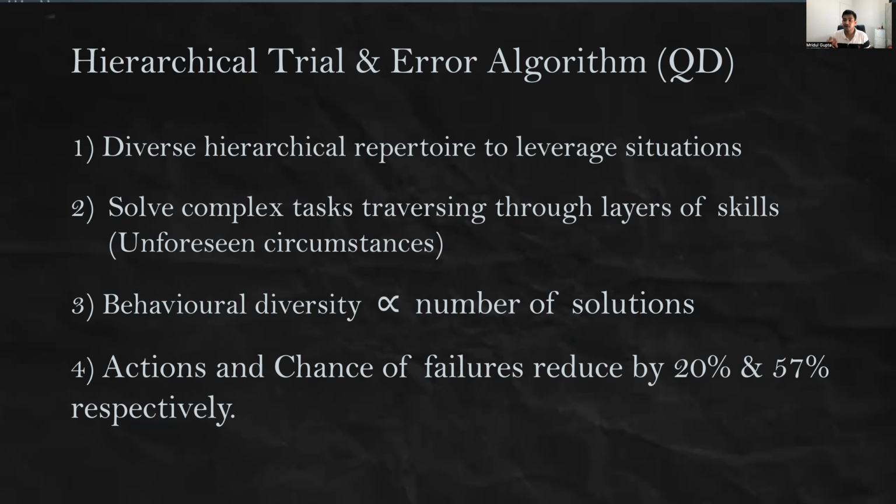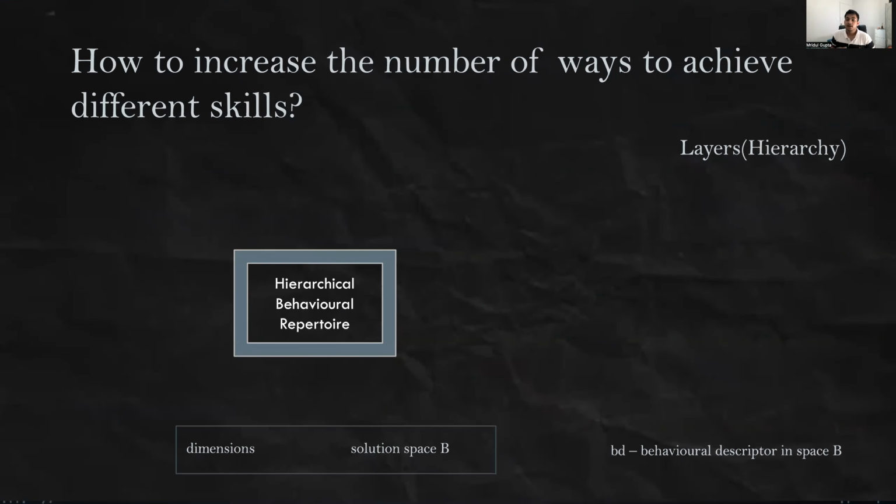Lastly, in the experiment conducted during this research paper, it was noted that actions performed by the robot were drastically reduced by 20%, and chances of failure of the robot while doing navigation or a maze were reduced by a further 57%. So that means, yes, this is a way to go. Now, to increase the number of solutions, we need to have more behavioral diversity. That means we need to have more skills. To understand that, let's take a look at the layers in this case.